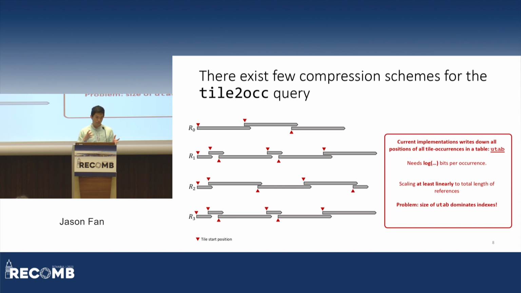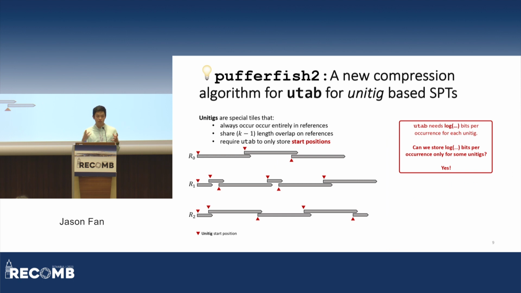So to complement this kind of modular scheme, where we have these nice drop-in algorithms for one query, and we don't have drop-in algorithms for this other query, we came up with a new compression idea for compressing this table utab for a specific kind of SPTs based off unitigs. Some of us might know what unitigs are, but I'll give a brief recap. The important details are that the unitigs always occur wholly in a reference. They share k-1 length overlaps, and this means that utab only has to store start positions.